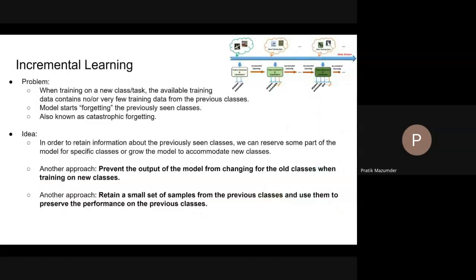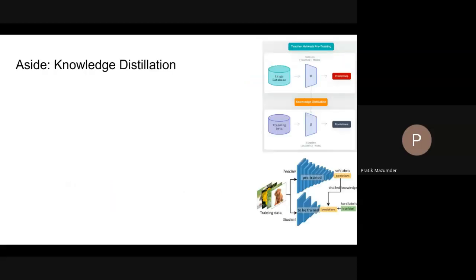Right. So a very important method of doing this particular approach is known as knowledge distillation, which we'll cover before going to the first approach of your incremental learning. It's generally also known as training a student network from a teacher network. You're transferring knowledge from a teacher network to a student network.